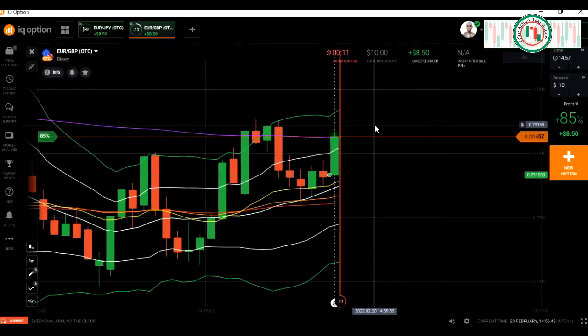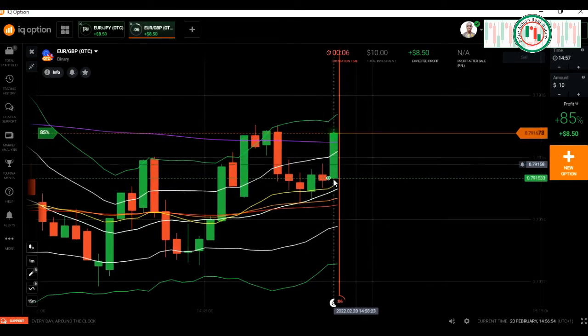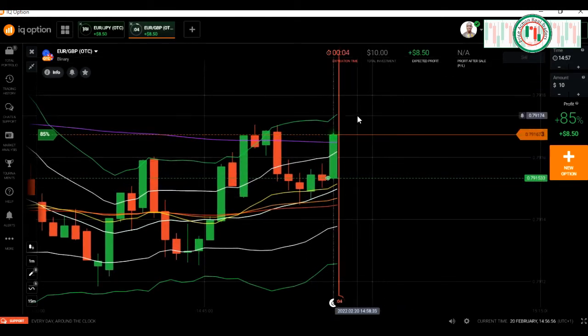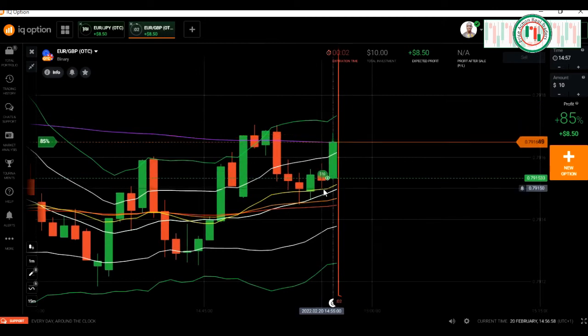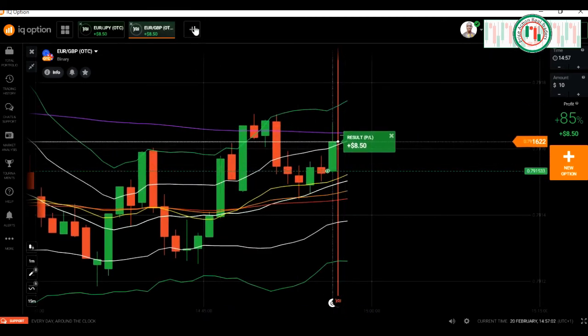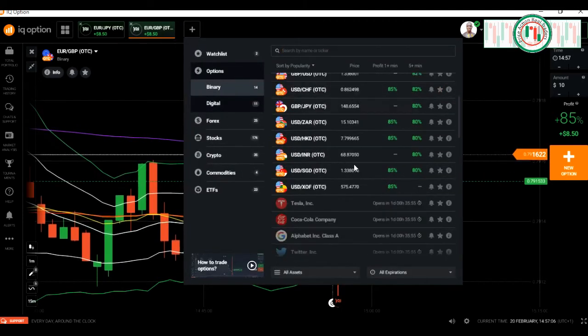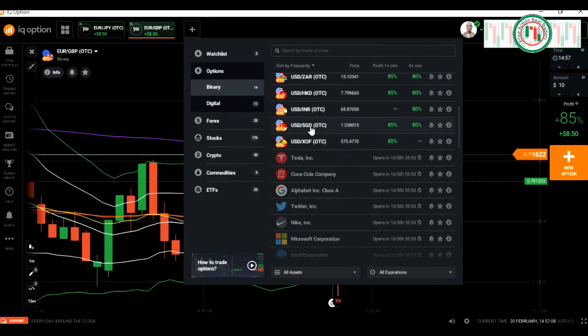So you see strong buyers entry because of the pullback from the 20 MA. So I place my trade, a call option. You see, a winning trade. So let's analyze another one. I decided to take 3 trades.